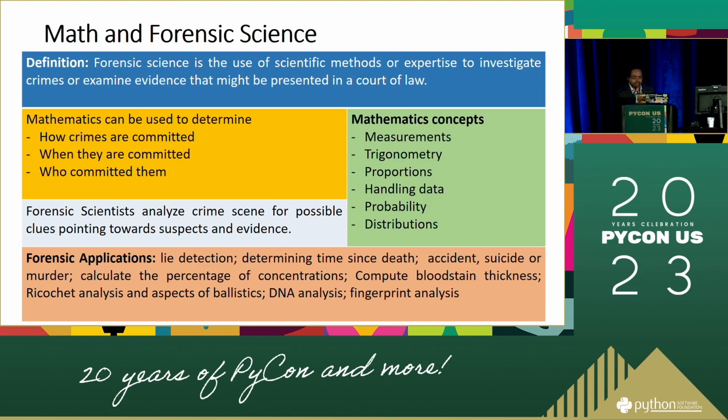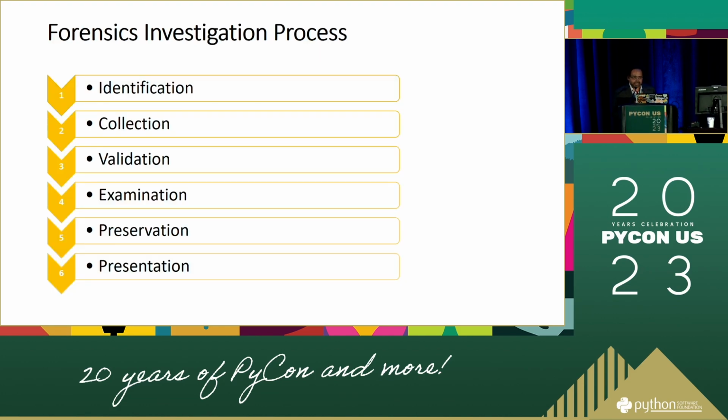Some of the forensic applications which use mathematics are lie detection, determining the time since death, determining whether it is an accident or a suicide or a murder, calculating the percentage of concentrations in blood, computing blood stain thickness, performing blood spatter analysis, ricochet analysis and aspects of ballistics, and other applications.